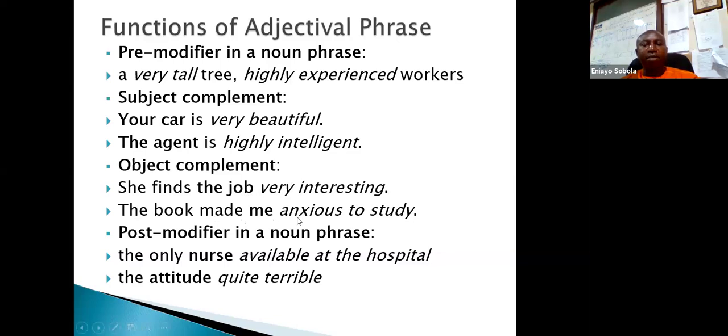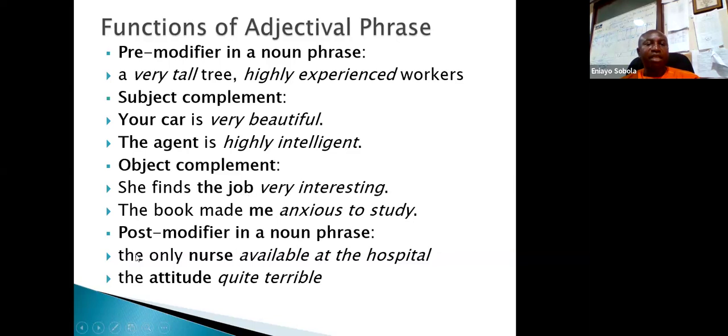So, the book made me anxious. Another example: me is the object. Why anxious? Anxious to study is an adjectival phrase, and anxious to study modifies the noun me, which is the object. It can function as a post-modifier in a noun phrase. We have some rare occasions in which we have such expressions.